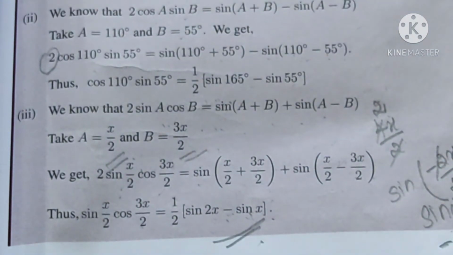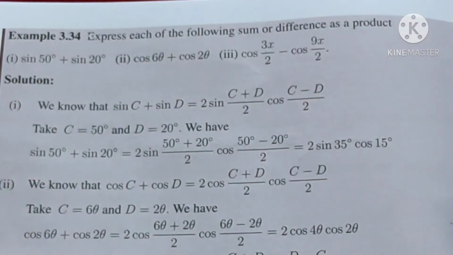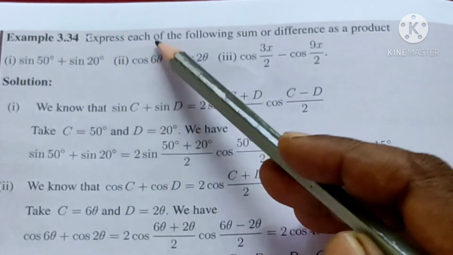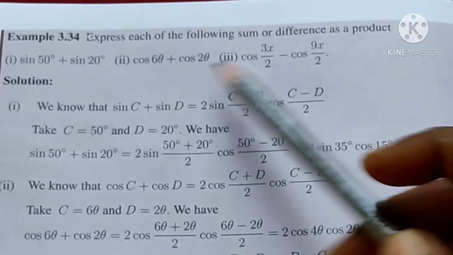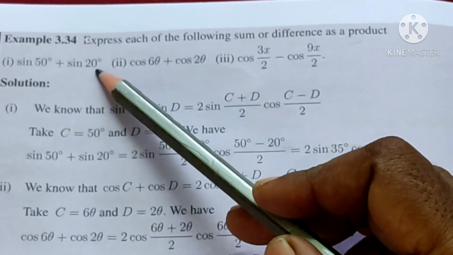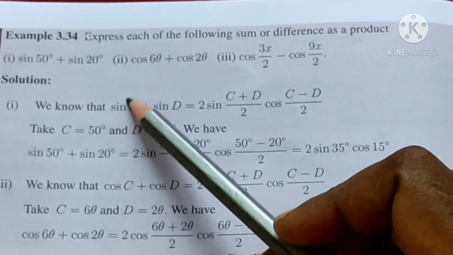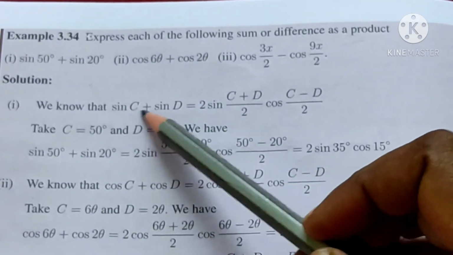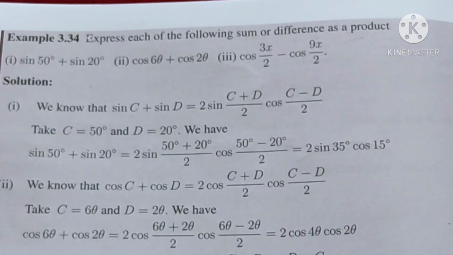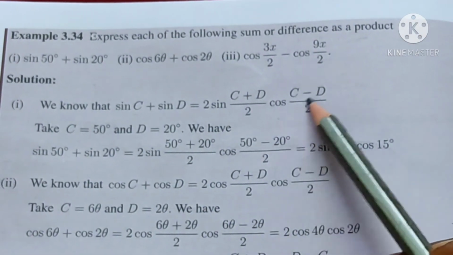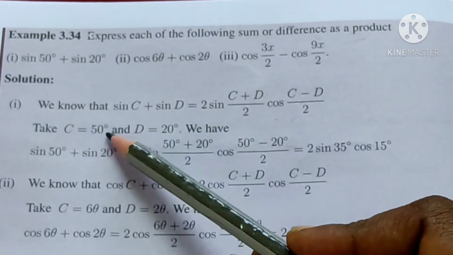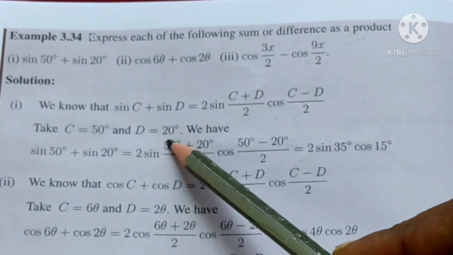This is the result. Next question, example 3.34. Express each of the following sum or difference as a product. Sine 50 degree plus sine 20 degree. We know that sine c plus sine d, what's the formula? 2 sine c plus d by 2 cos c minus d by 2. So in the c place we substitute 50 degree and d is 20 degree.